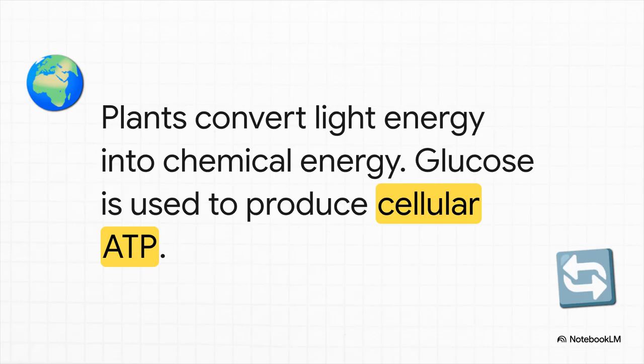Here is how it flows. Sunlight provides energy. Plants capture that light energy. It's converted into chemical energy. Glucose is produced. And finally, that glucose is used during cellular respiration to produce the ATP that powers the cells. Once again, photosynthesis stores the energy, and cellular respiration releases that stored energy.